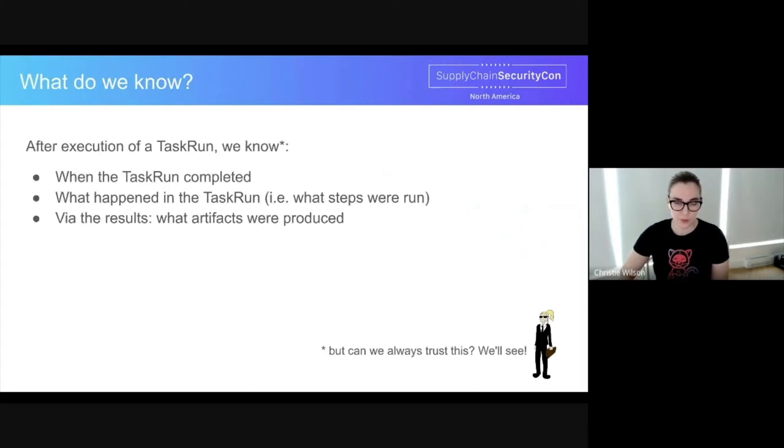So what this means is that if you can observe the execution of a task run, there's some things that you'll know. You'll know when the task run is completed. You'll know what happened because you can see the task and the steps that were executed. And then via the task results, you can know more information like what artifacts were produced. In the example of the one we were just looking at, you know what image was built. There's a question though about how much you can actually trust this information, but we'll get back to that in a bit.